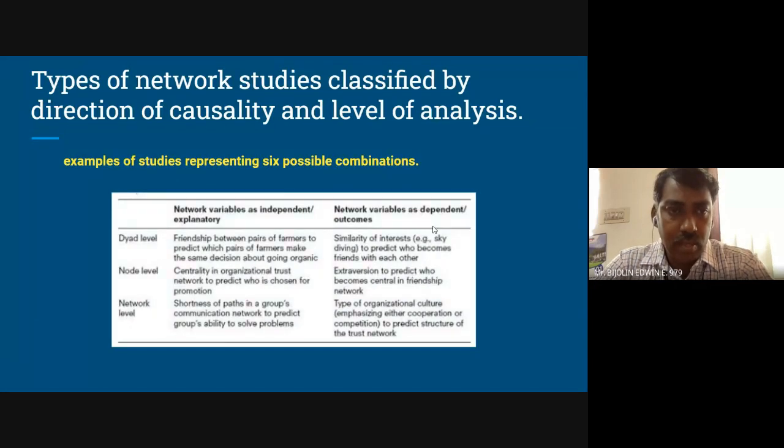And then next one is the network level. At the network level, the shortness of paths in group communication is something they can predict. Based on the predictions, they can go on with the further communication part. Next slide.